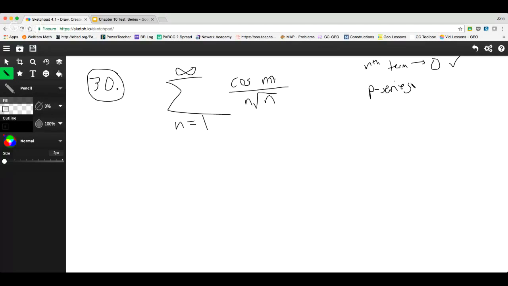Sorry, the second thing is actually geometric. Is it geometric? No, it's not something raised to the n, so it doesn't have that form of a plus ar plus ar squared. We can't use the geometric test. I should probably put an X here. That test didn't work. This test didn't work. And p-series, no, it's not an exact p-series.